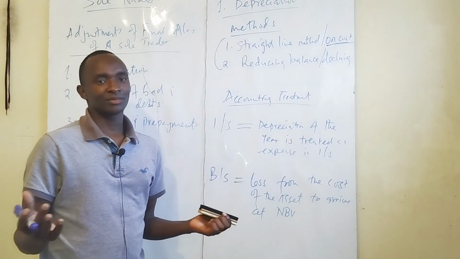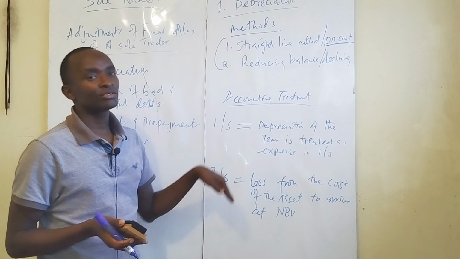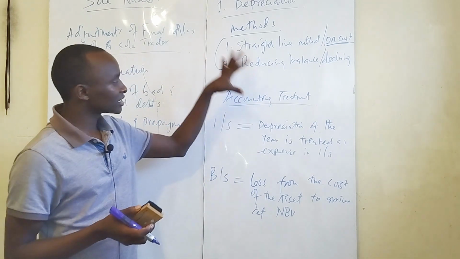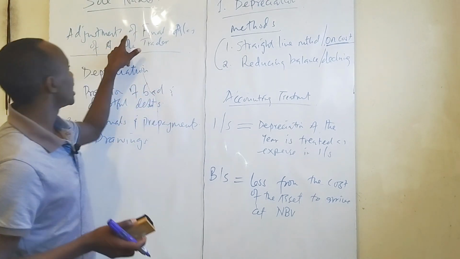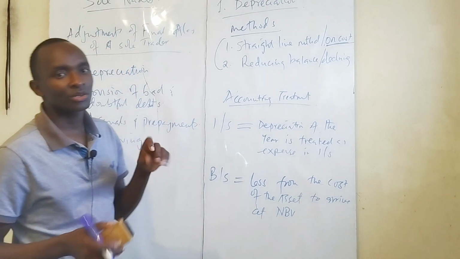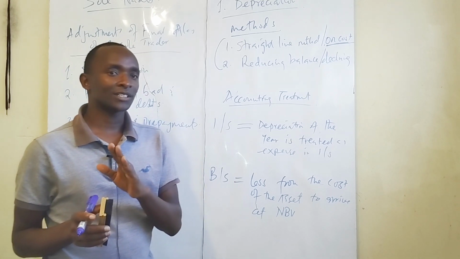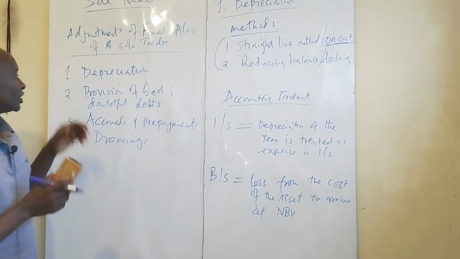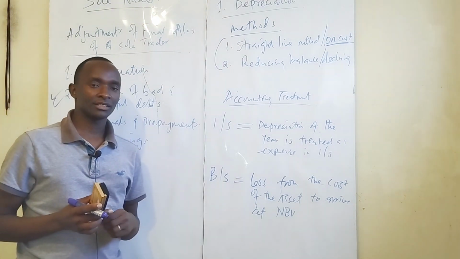So ladies and gentlemen, that is all about depreciation. Other methods will follow, right? So that is generally how the final adjustments of the final accounts are made. You will find that in the additional information. Very, very important. So in our next session, we'll look at the provision for bad and doubtful debts, right?